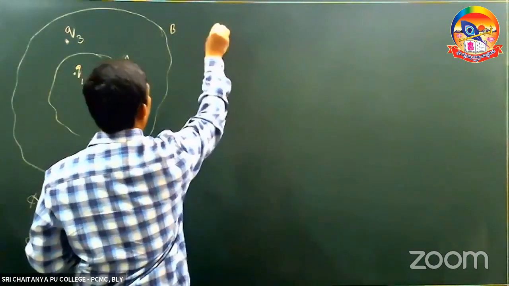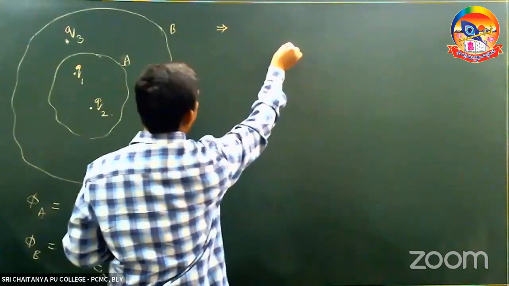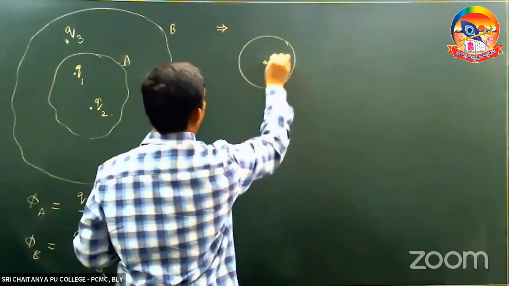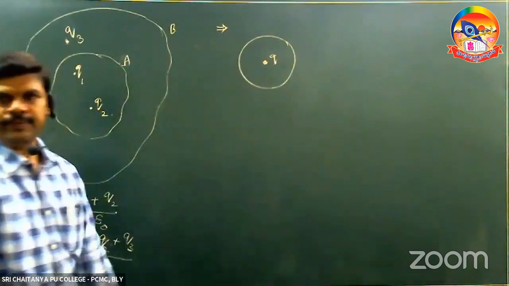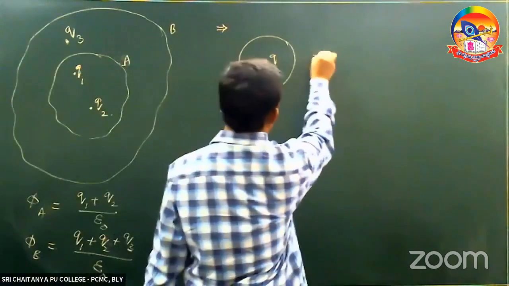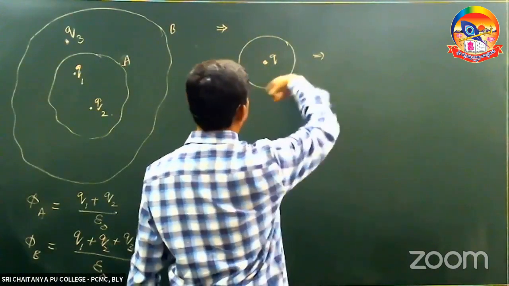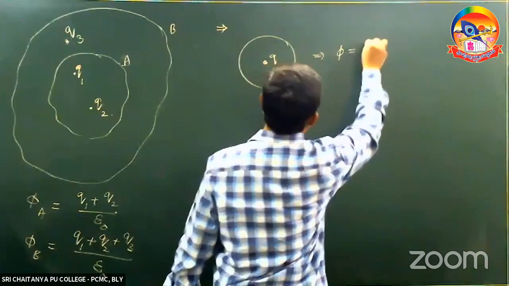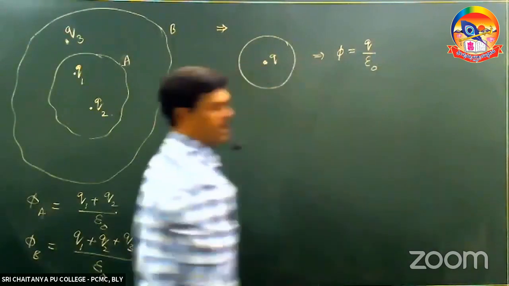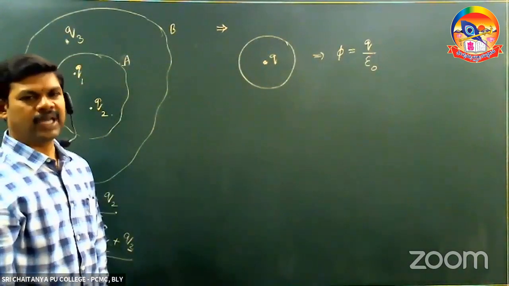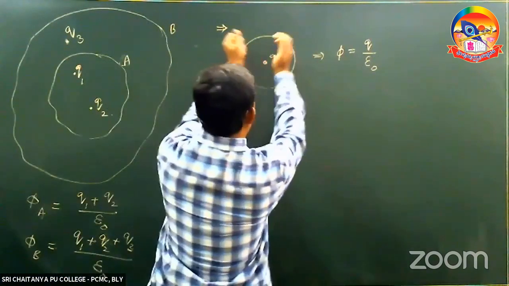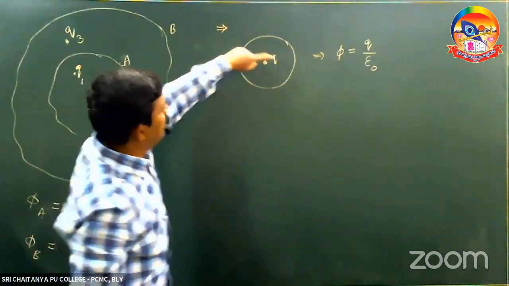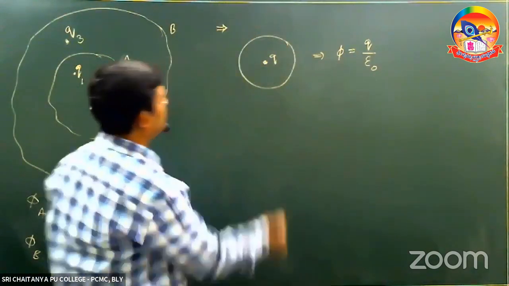See, this is a sphere. Charge Q is present. What is the flux linked with this hollow, closed sphere? We know flux is Q by epsilon naught. The question asked is, the radius of this spherical surface is increased twice.